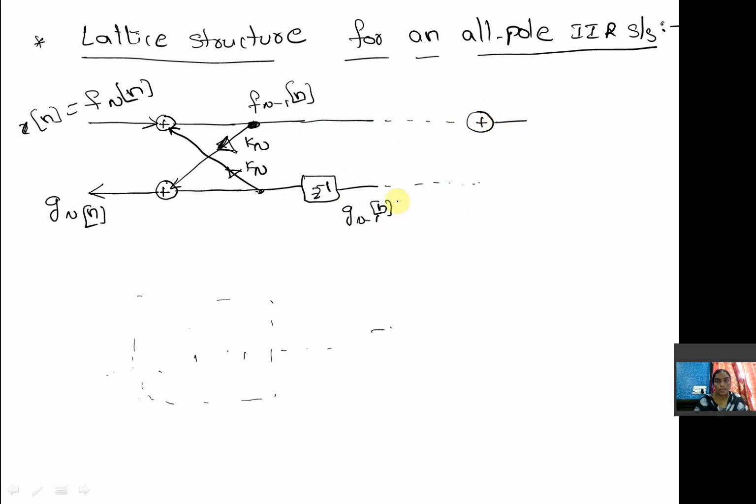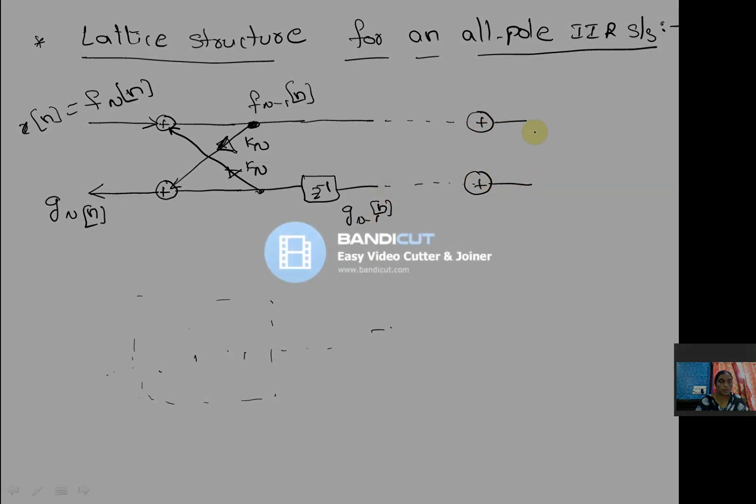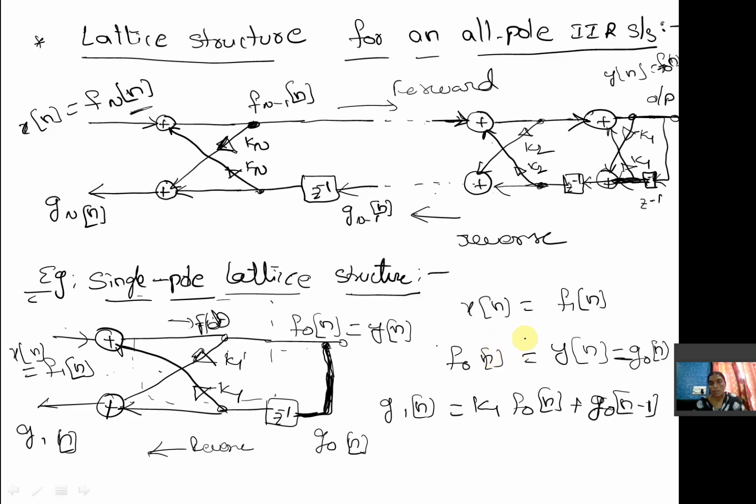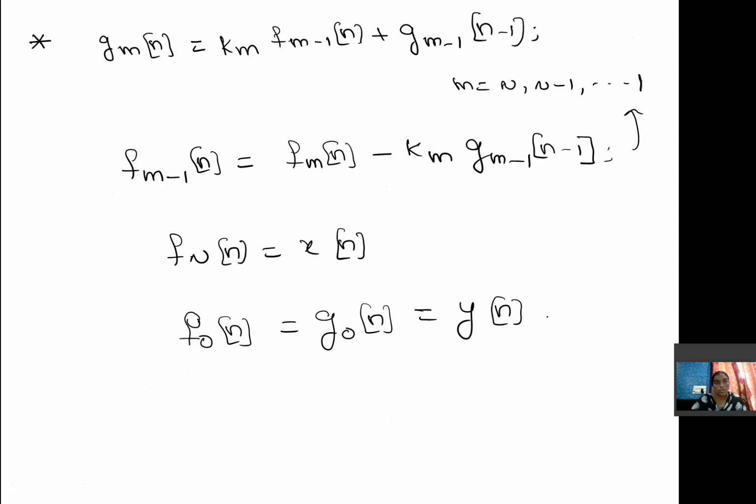So here I am drawing the n stage filter. F naught of n is nothing but G naught of n. Okay, right. So now here, in the same way you can develop the two-pole lattice structure. And then here, what is the formula here?